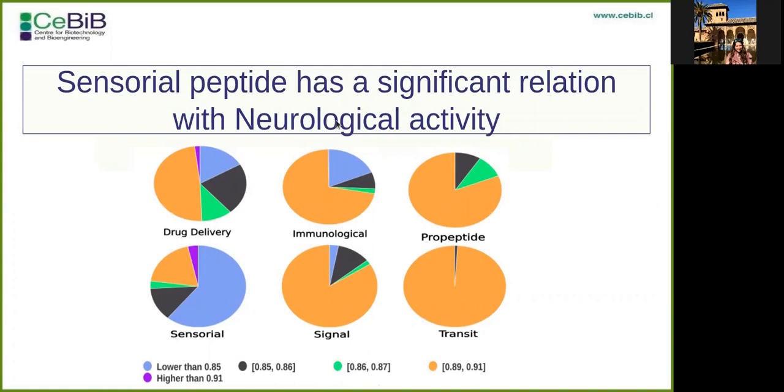Neurological activity peptides show significant similarities at the phylogenetic level with sensory peptides, followed by drug delivery and immunological peptides. Remarkably, this type of approach facilitates the design and implementation of binary classification models of activity, considering the concept of kinship between the analyzed sequences.